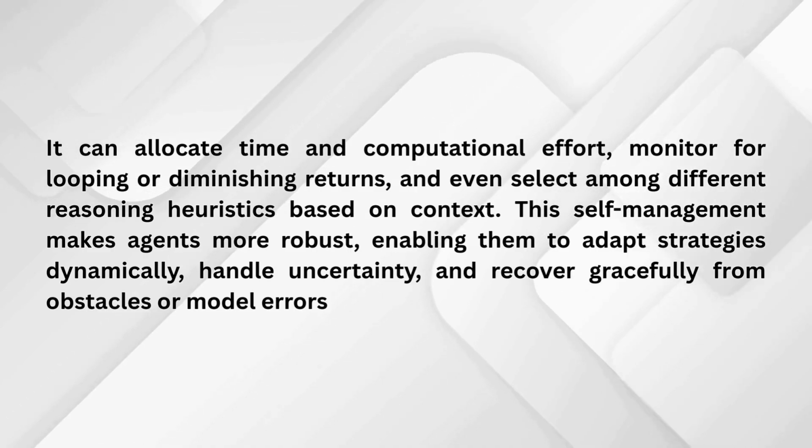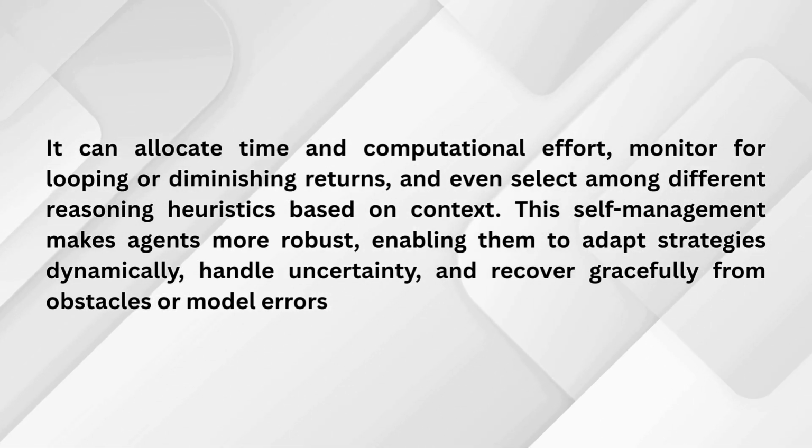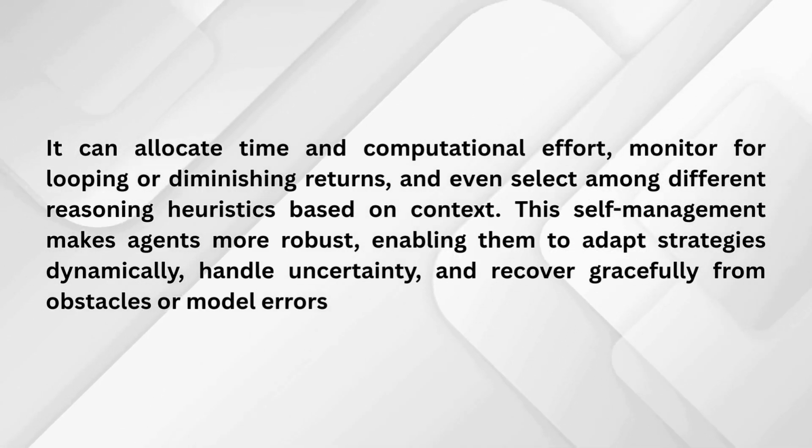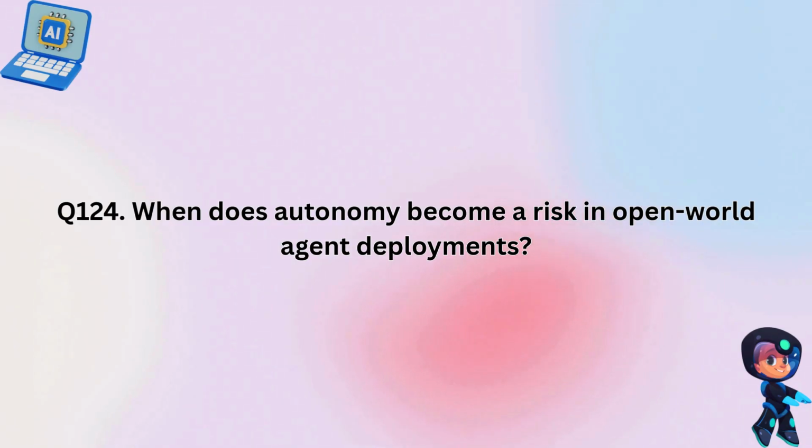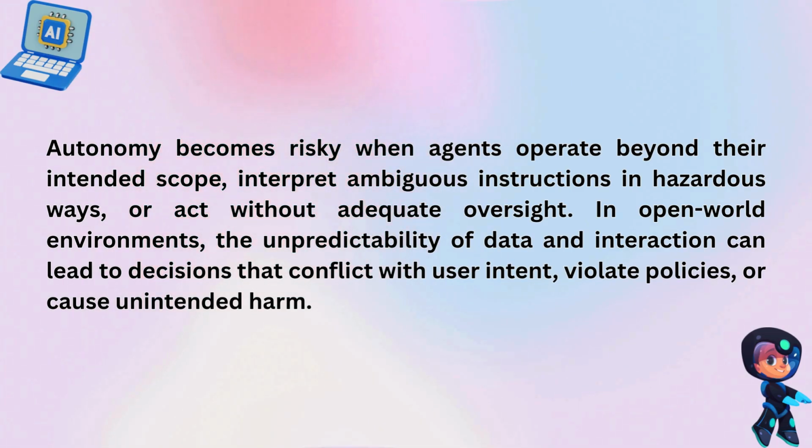This self-management makes agents more robust, enabling them to adapt strategies dynamically, handle uncertainty, and recover gracefully from obstacles or model errors. When does autonomy become a risk in open-world agent deployments? Autonomy becomes risky when agents operate beyond their intended scope, interpret ambiguous instructions in hazardous ways, or act without adequate oversight. In open-world environments, the unpredictability of data and interaction can lead to decisions that conflict with user intent, violate policies, or cause unintended harm.